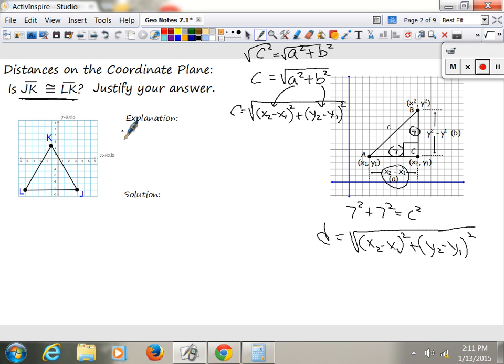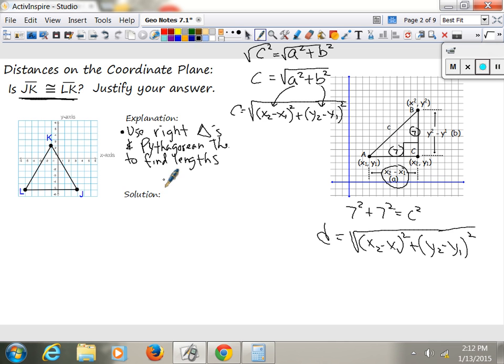So, first step, we're going to use right triangles and the Pythagorean theorem to find lengths. Okay, so we're going to use right triangles and we're going to use the Pythagorean theorem to find the two lengths. And then we're going to compare them. So that's what we're looking at here.